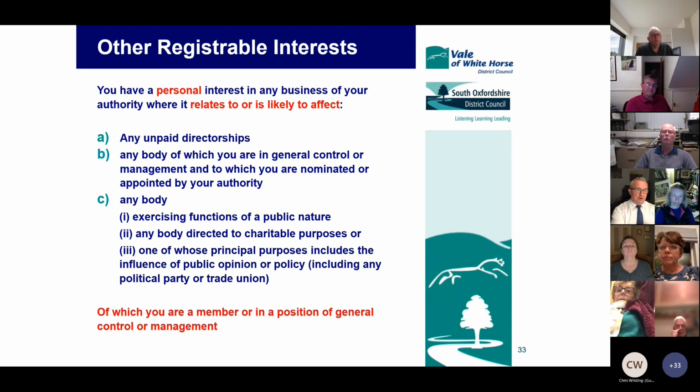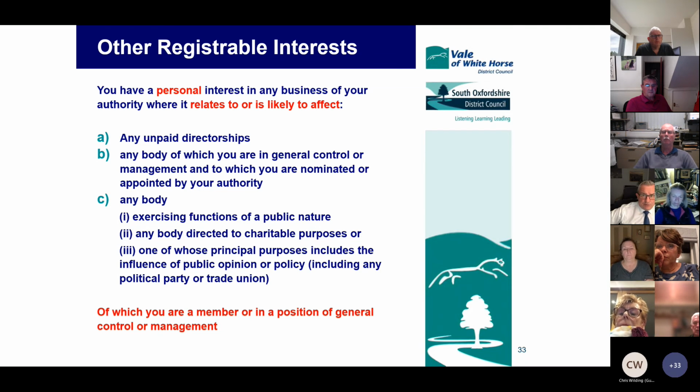So other registrable interests. You will have a personal interest in any business of your authority where it relates to or is likely to affect, and as you can see, those are the categories there. In terms of unpaid directorships, quite clearly speaks for itself. A body in which you have general control or management, which you are nominated to or appointed by your authority, probably less likely to apply to you as town and parish councils. This will apply though to anybody exercising functions of a public nature. So school governors, for example, would be caught by that.